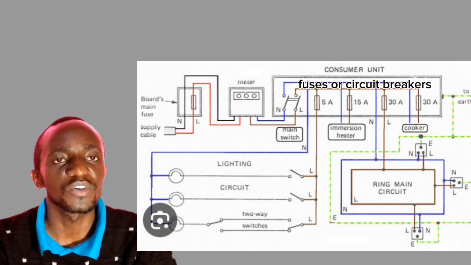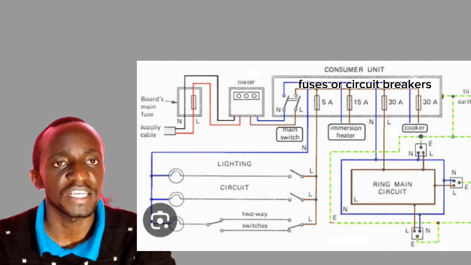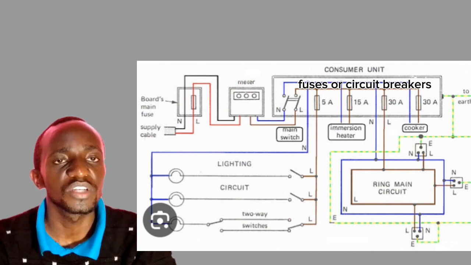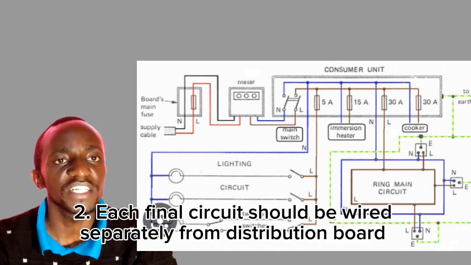The circuit that is controlling an instant water heater or the shower also has its own circuit breaker that is rated in many cases either 15 amperes or 20 amperes. And the circuit that is controlling a cooker unit has its own circuit breaker, which is in many cases rated 40 amperes. So that's what we mean when we say that each final circuit should have protection against excess current.